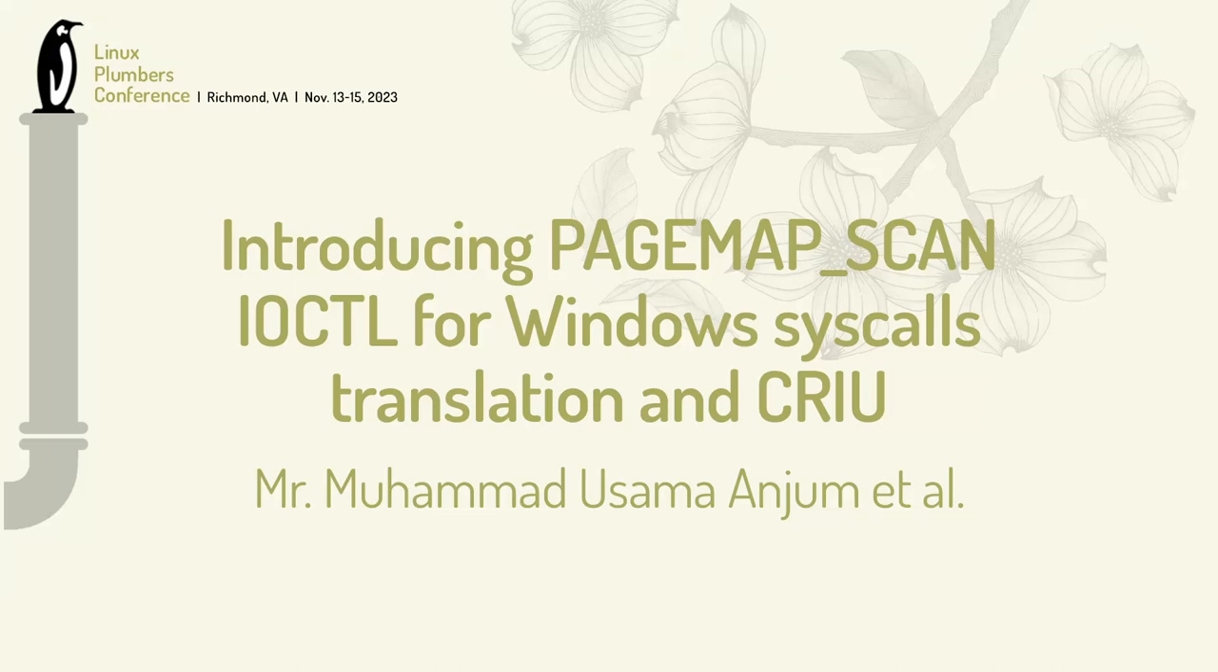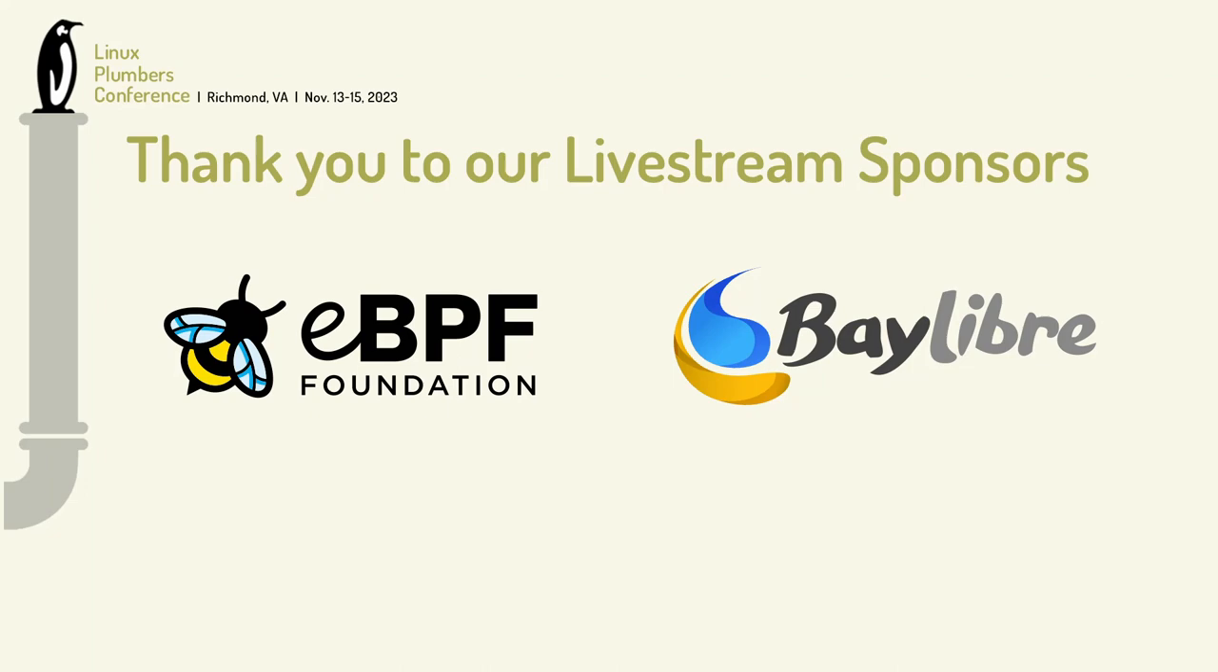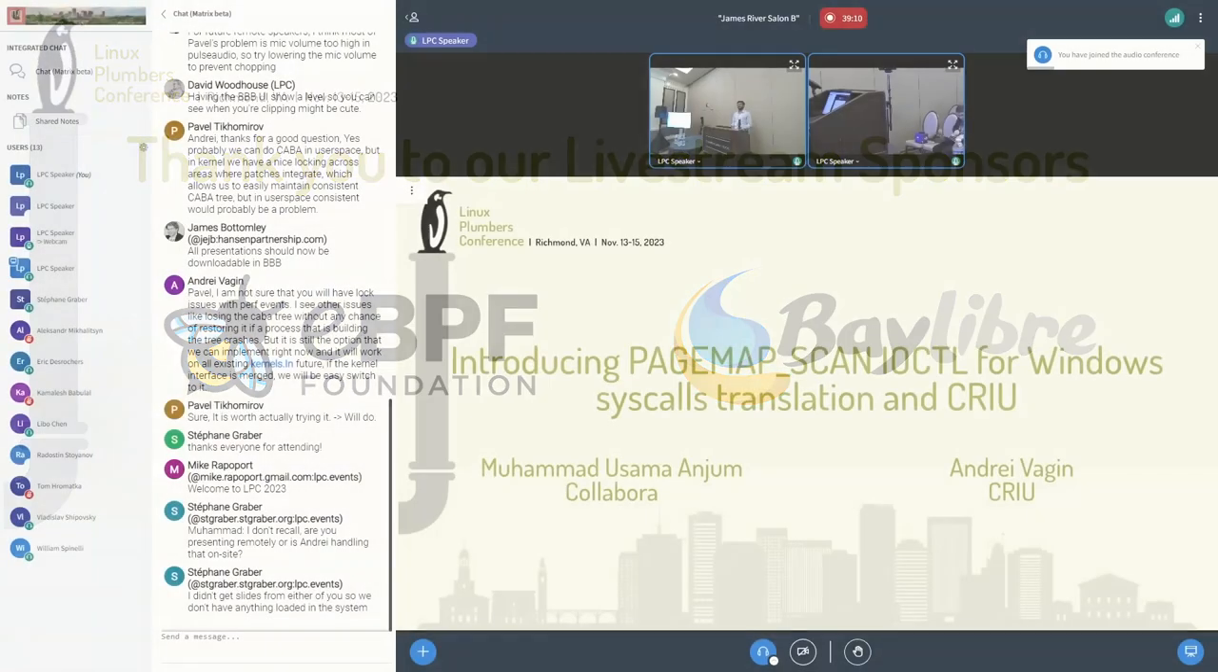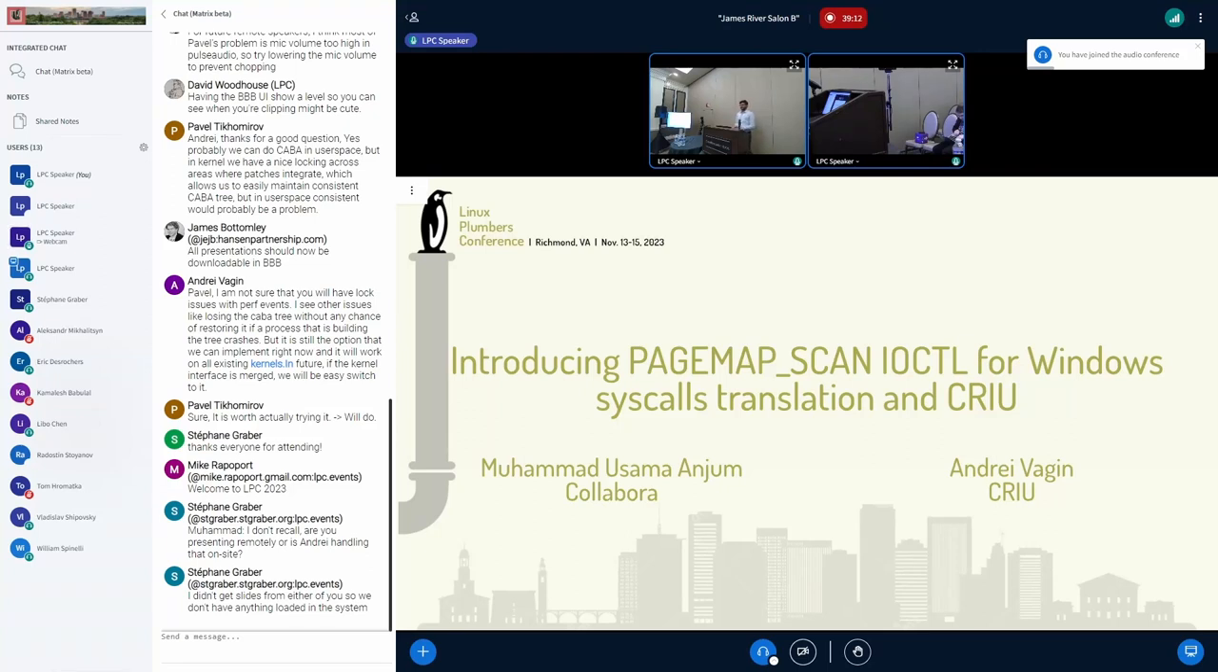So I've been working on adding a page map scan IOCTL in Linux. We had some use cases, and along the way we found more use cases, and we came up with a very generic IOCTL. We hope that it would be beneficial for other projects as well. I'm going to share the story, then the use cases, and how you can decide how to use that in your own project.